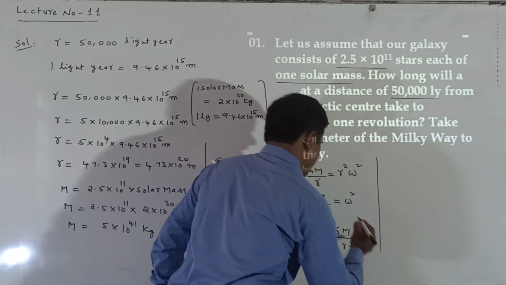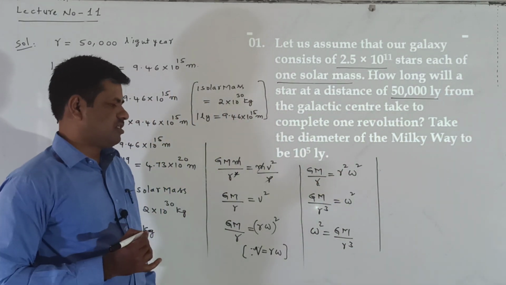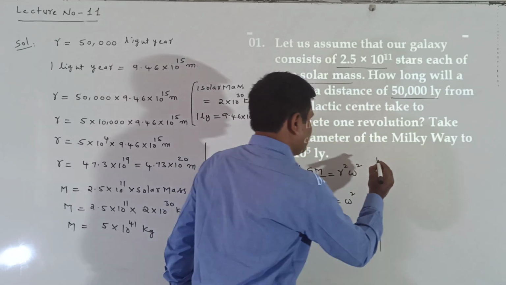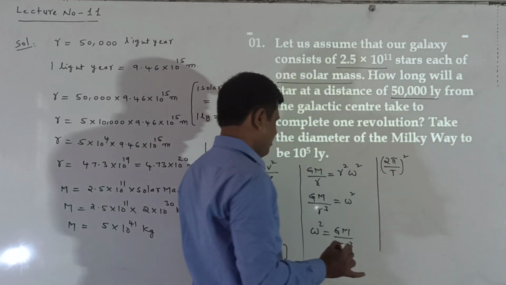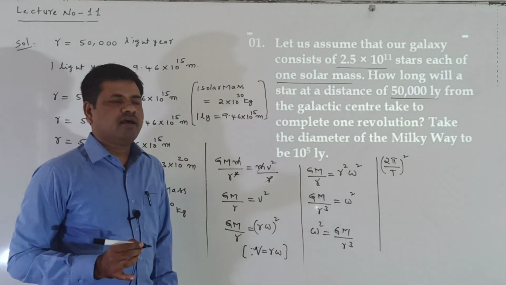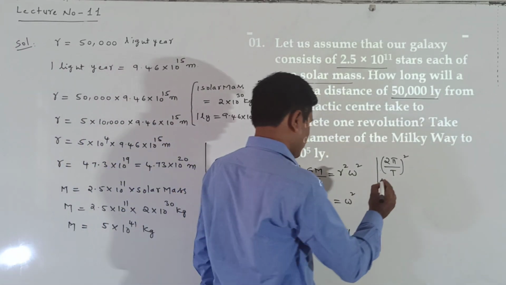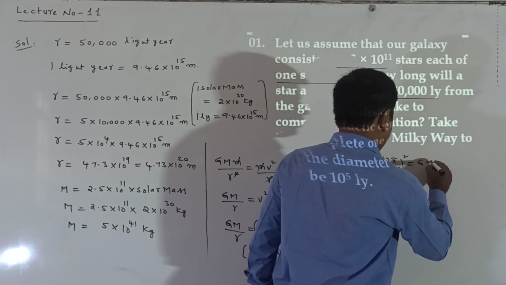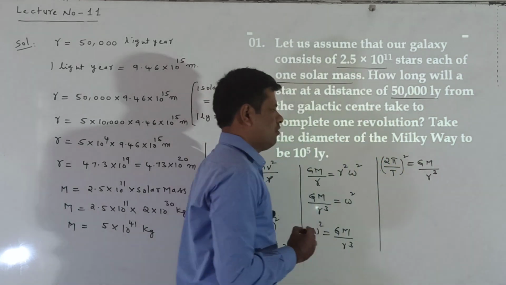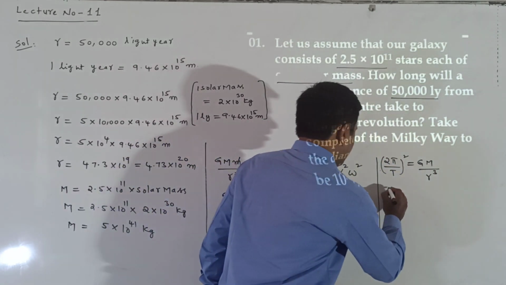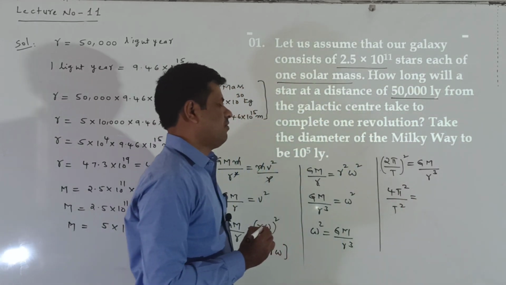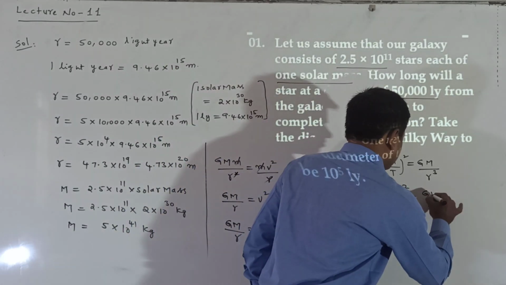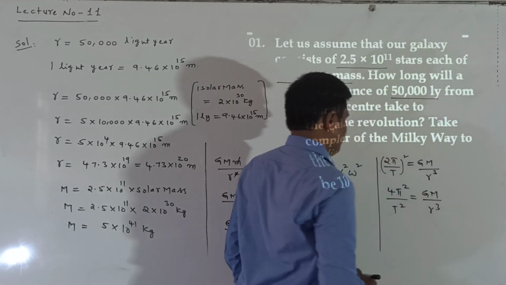First we find the formula. Omega square is equal to GM by r cube, and we know that omega is equal to 2 pi by T. This is the relation between time period and angular velocity. So (2 pi by T) whole square is equal to GM by r cube. Okay, now we can change the formula: 4 pi square by T square is equal to GM by r cube.